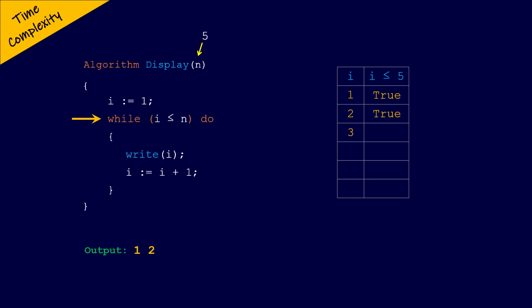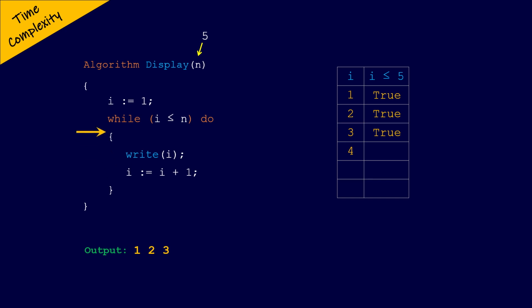At this point, we have the current value of variable I as 3, and 3 less than or equal to 5 is true. Therefore, the statements within the while loop will execute, that is the write statement that will output the current value of I, which is 3. Then we have the statement I is assigned the value I plus 1. The current value of I is 3, and now after it is incremented, the value of I will be 4. So we will write the current value of I, that is 4, in the table.